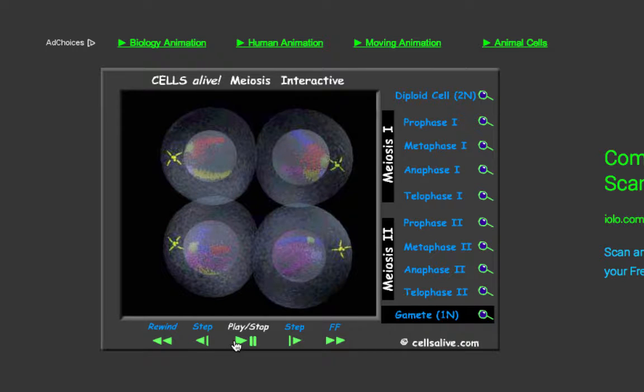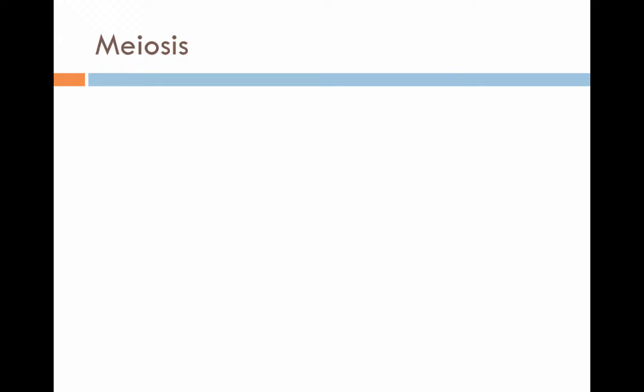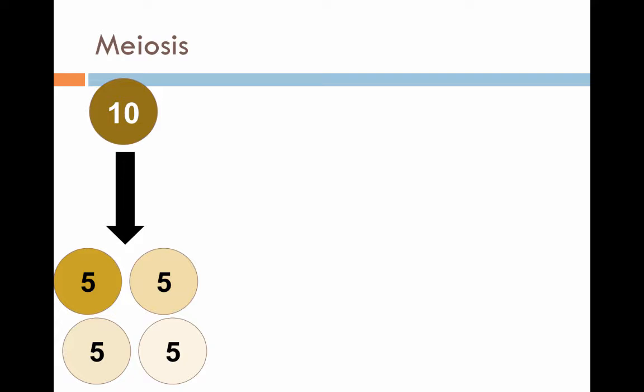Notice how the chromosomes split twice, and that's how you get 4 cells at the end instead of 2 cells like mitosis. Just like in mitosis, a common MCAS question is about the number of chromosomes in each cell after meiosis. So remember, meiosis produces 4 cells with half the number of chromosomes. So if you start with a cell that has 10 chromosomes before meiosis, after meiosis there will be 4 cells with 5 chromosomes.